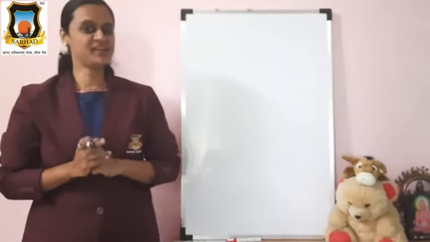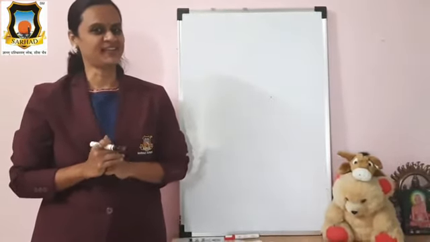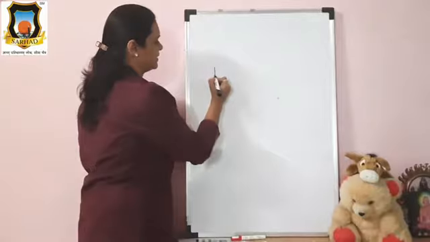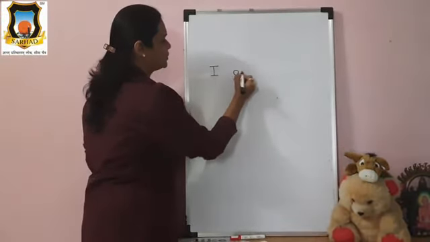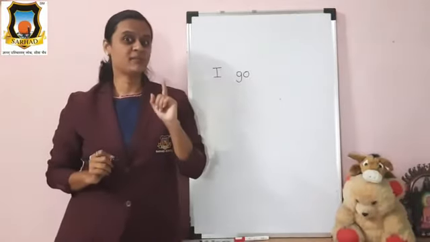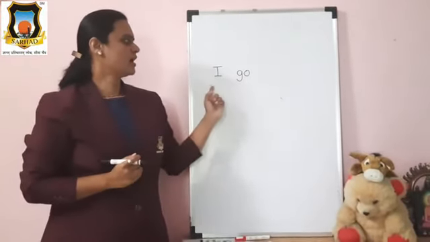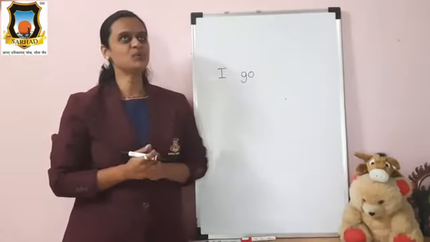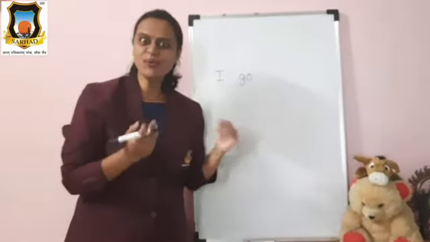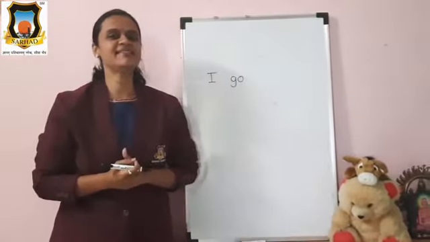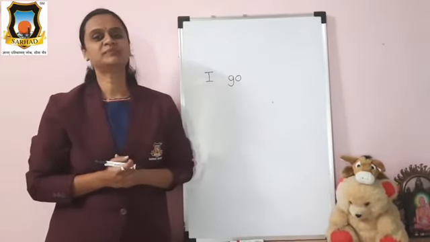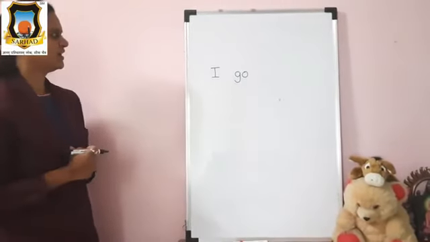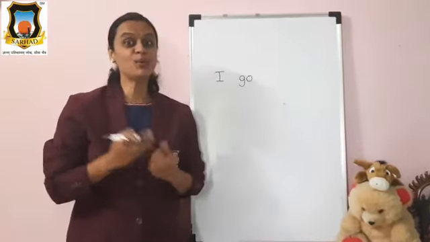Now, children, I will tell you how to make sentences orally. Look at the board. Suppose I give the words I and go. Now you make a sentence. Suppose I go to the zoo. I go to school. Now you tell me one sentence. I and go. I go to the park. Very good. And one more. I go to the mall.